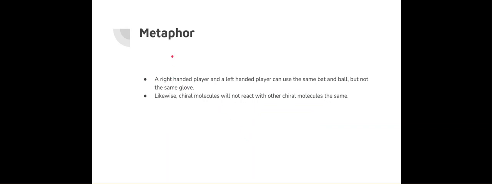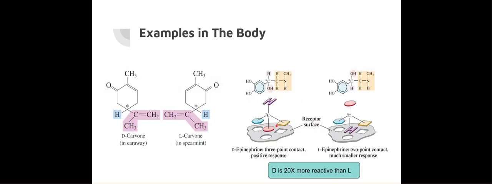You know, a metaphor for chirality is that a right-handed player and a left-handed player can use the same bat and ball because they are achiral, but not the same glove, because you have to have a right-handed glove and a left-handed glove. The thumb isn't going to be in the right place. In a similar manner, chiral molecules will not react with other chiral molecules in the same way. They're more like the baseball glove than the bat or ball. I thought that was a useful metaphor.